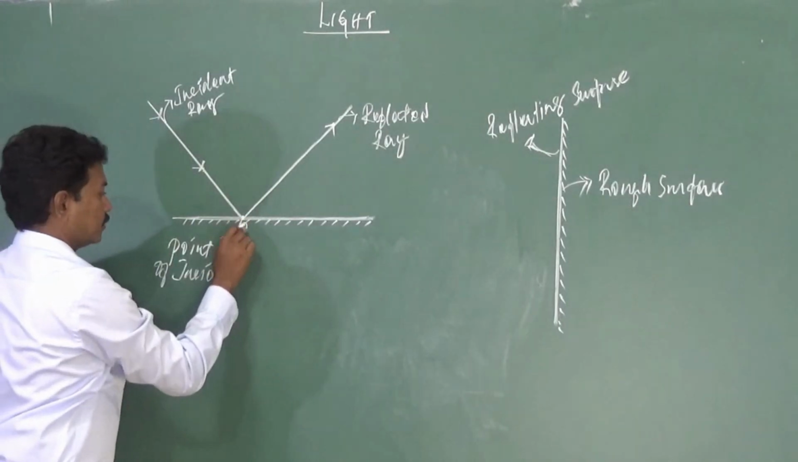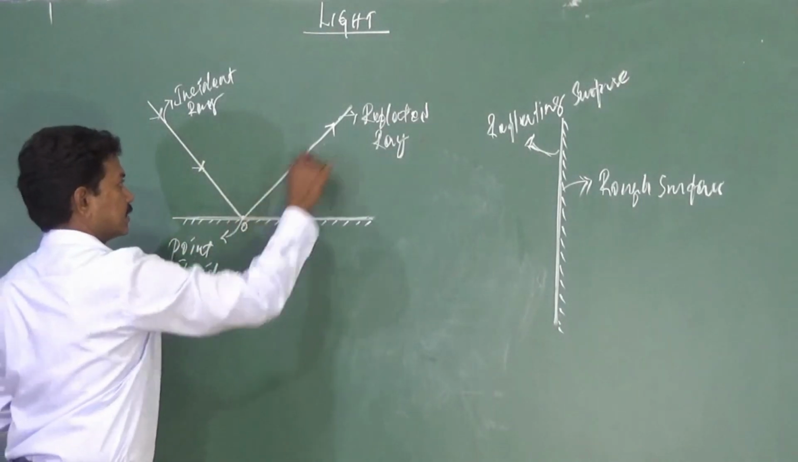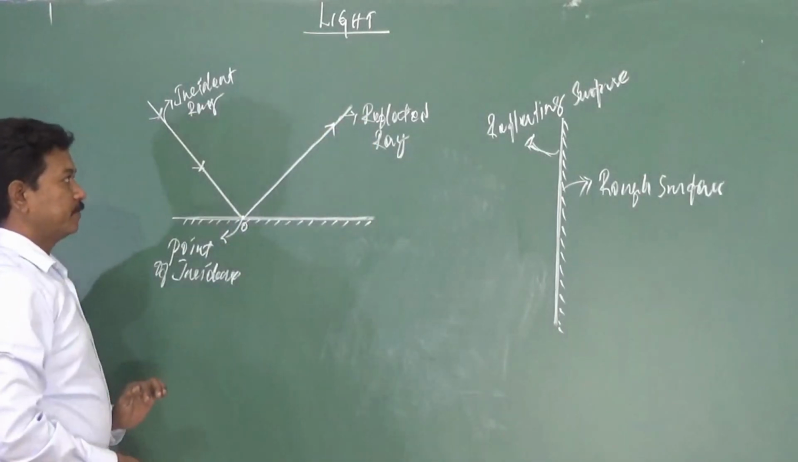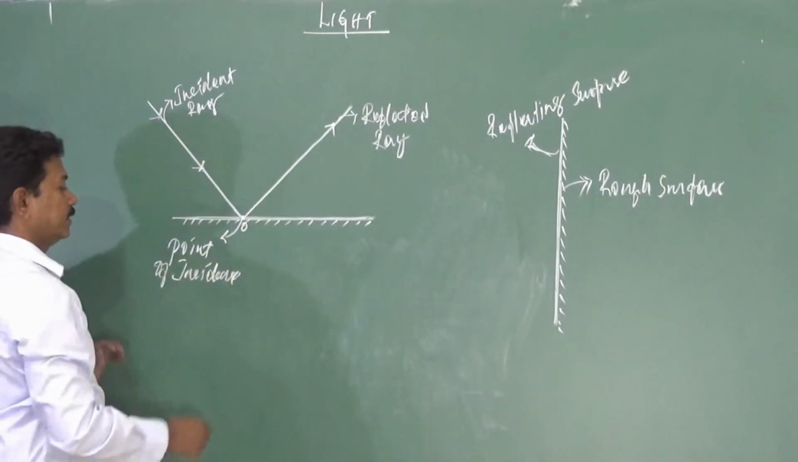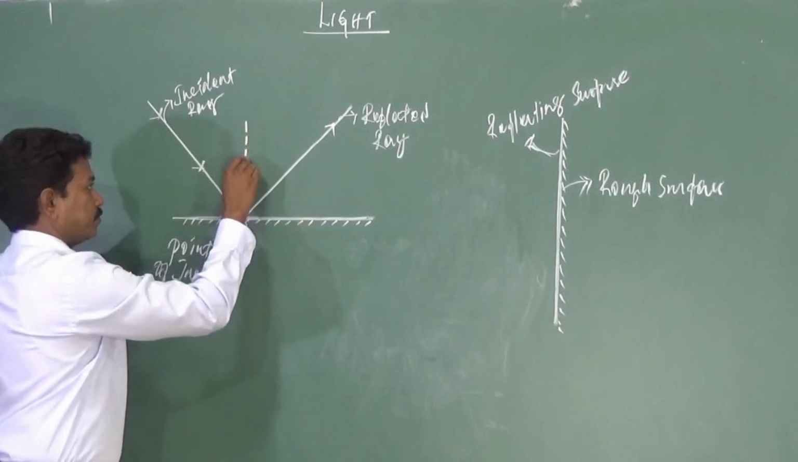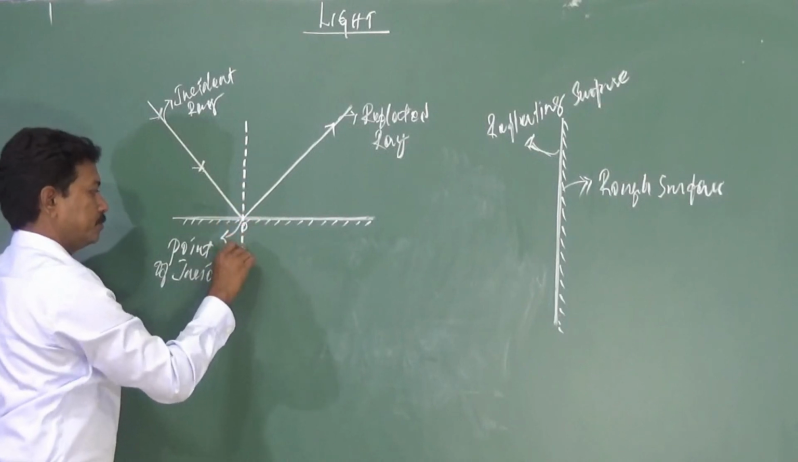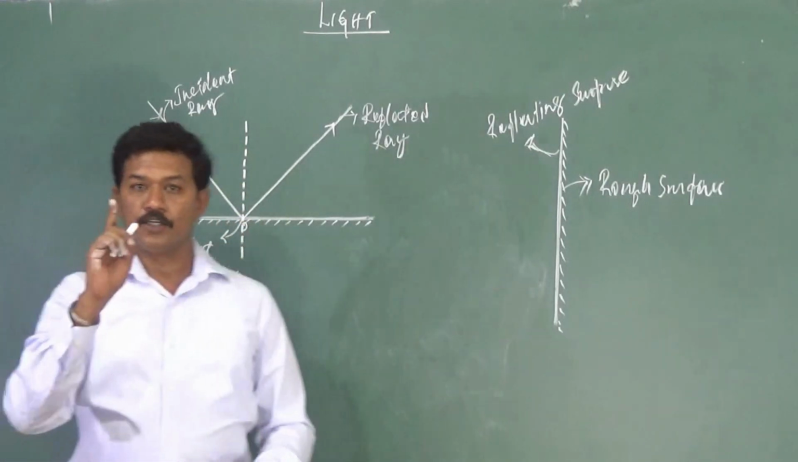This point, let us call it point O. This point is called the point of incidence, and this light ray is called the reflected ray. Right. So now we draw a normal at this point of incidence. So this should always be a dotted line.